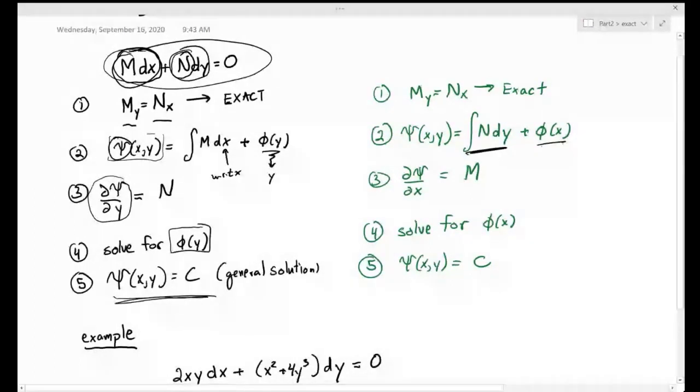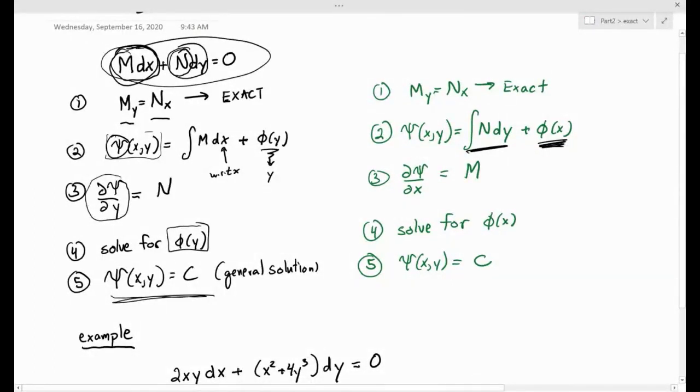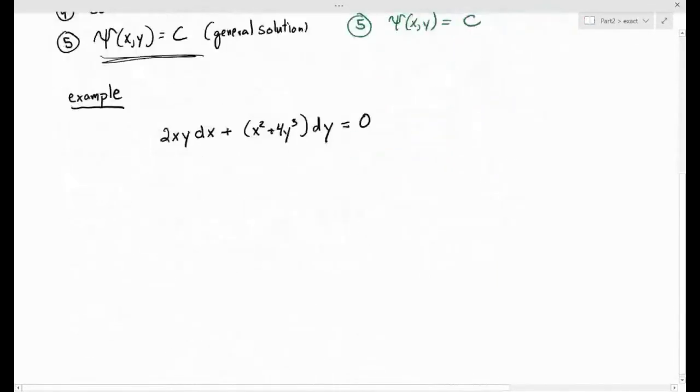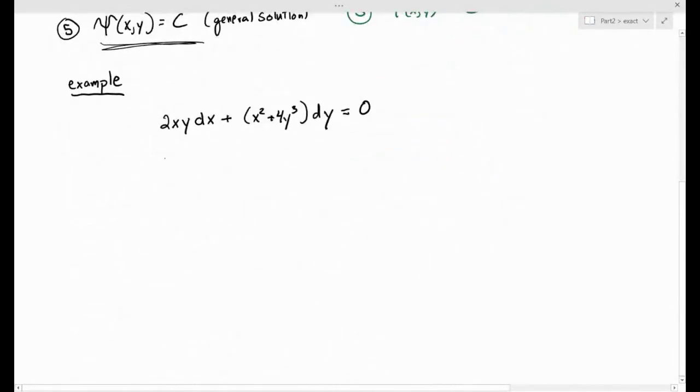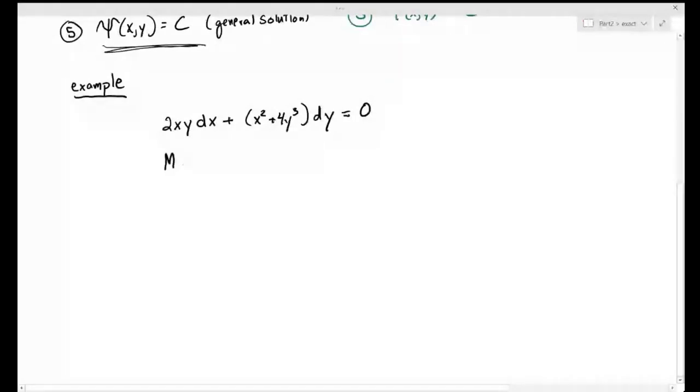But in that case, our function of integration would be a function of the other variable x. We take our psi and we differentiate with respect to x and set it equal to m. Okay, so let's just do an example. Okay, so m is the business that multiplies dx, and n is this function that multiplies dy.